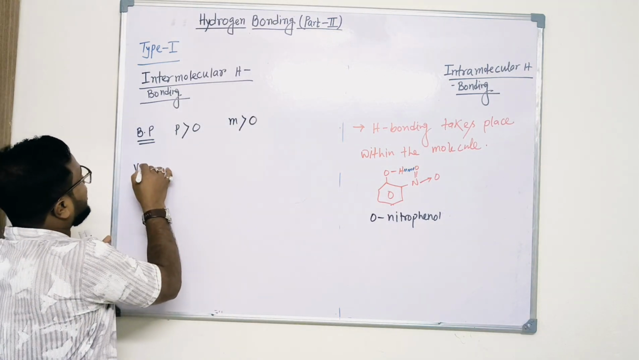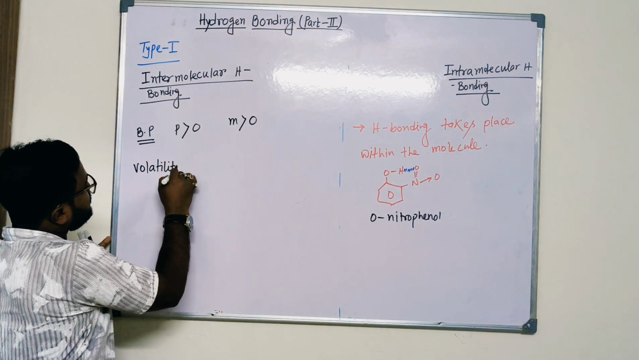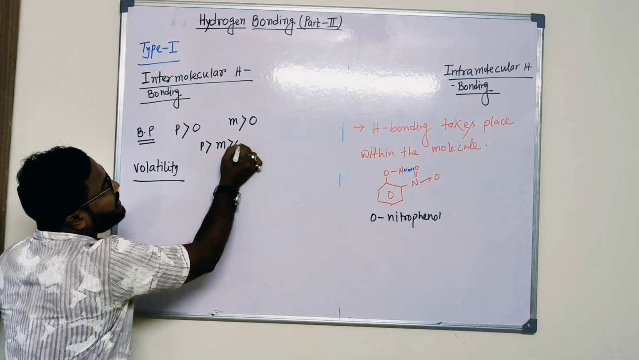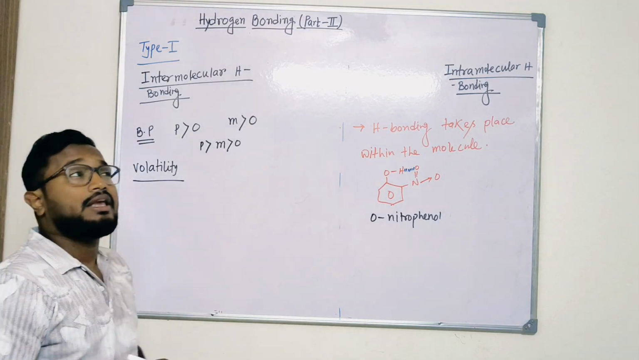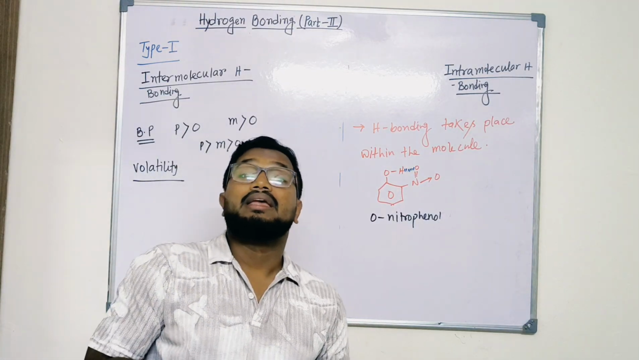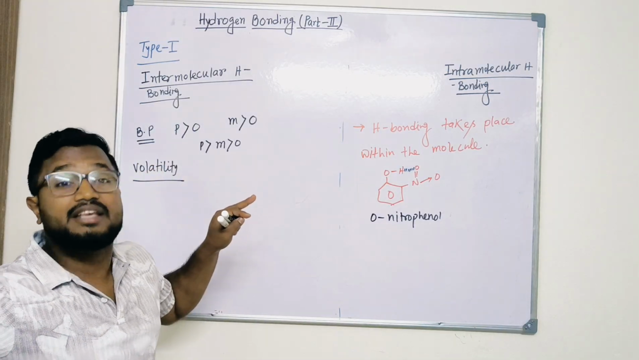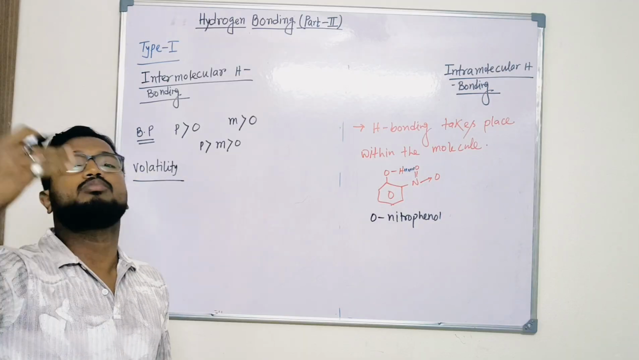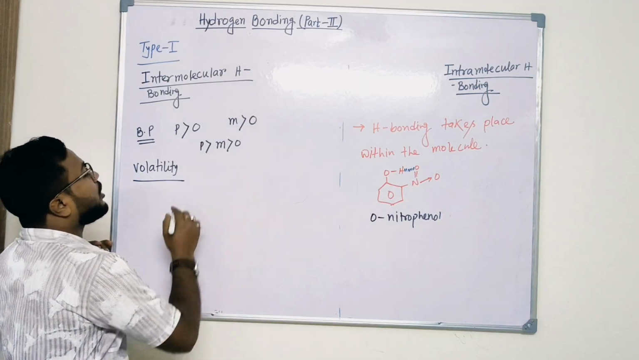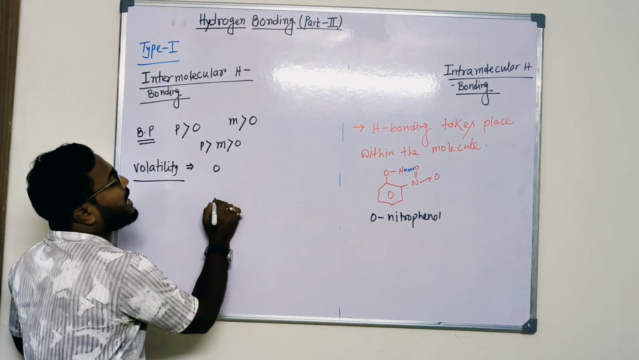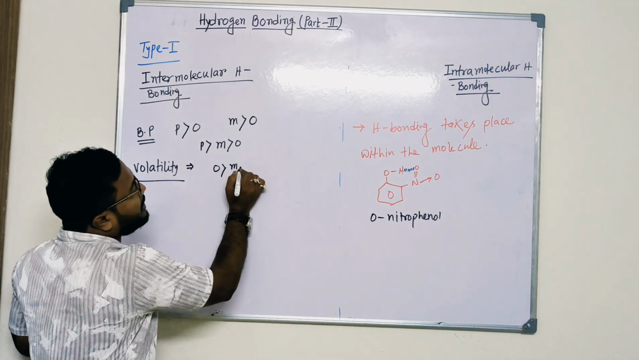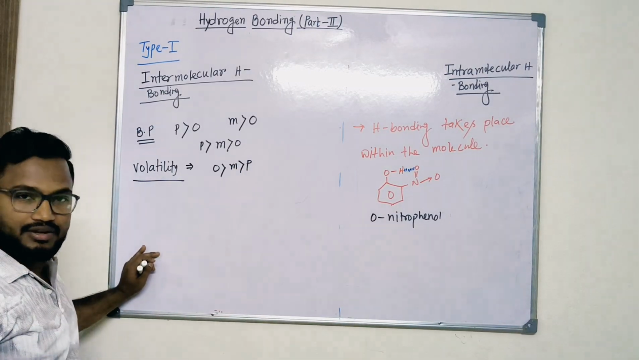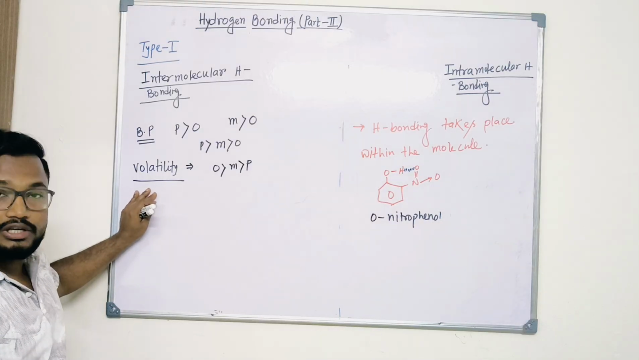If we compare volatility, if all three are compared together, highest para, then meta, then ortho. Volatility means any substance that can be in presence of heat easily transferred to vapor. That is the more volatile substance. In short, boiling point less, more volatile substance. So volatility we can say opposite. Ortho has highest volatility, then meta is having less than para. So order is exactly reverse if we are talking about volatility.